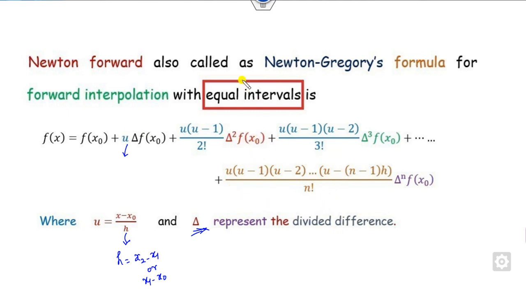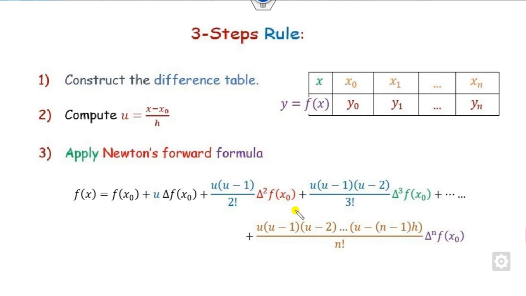And we have already discussed how we can solve these numerical examples. We illustrated this with the help of the 3-step rule, and in this MATLAB programming we will describe how you can construct the MATLAB code with the help of these 3 steps. Firstly you have to construct the difference table, and then you have to construct the value of u, and then you have to apply the formula. Make sure that there is no need to cram this formula. I will tell you how you can remember it.